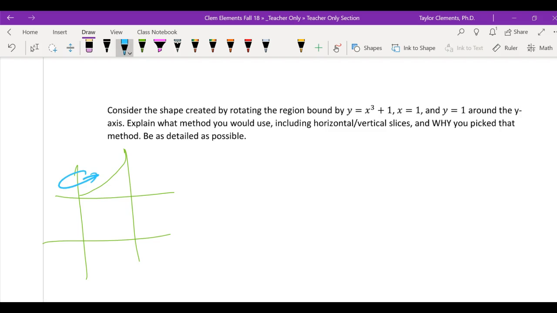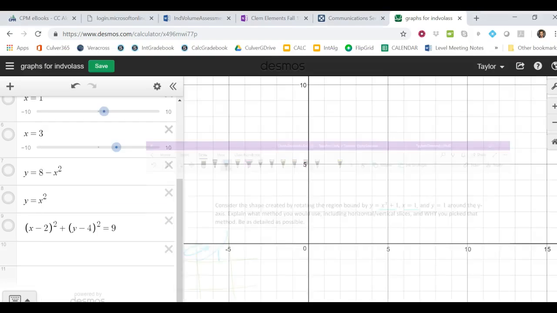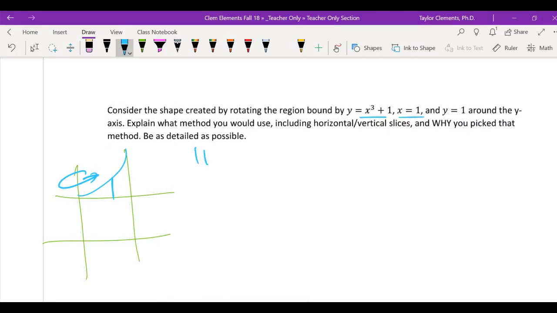It's up to you, all these things. You just have to explain it. For me, I like sticking with vertical slices. That's usually easier, especially the way this is given to me in this problem. So I'm going to write it all down. I like vertical slices, so that means I'd be using shell. And that's part of why I like to use it, as I just said, it gives me x cubed plus 1, so I don't really have to do any algebra. Vertical slices with the shell method.